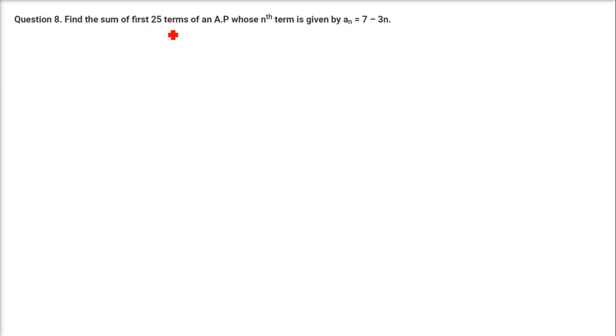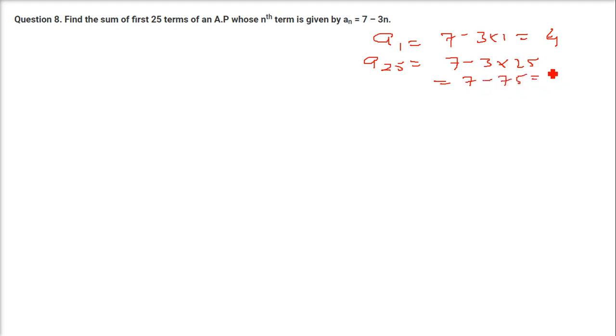Find the sum of the first 25 terms of an AP whose nth term is given by this. So same thing we are going to do. A1 is going to be 7 minus 3 into 1, which is going to be 4. Then we find the 25th term, which is going to be 7 minus 3 into 25. Again 7 minus 75, and this is going to be minus 68.